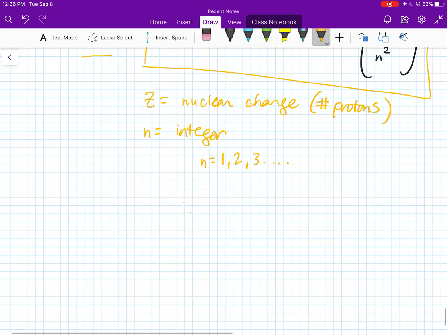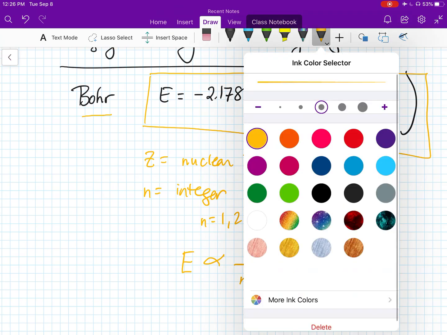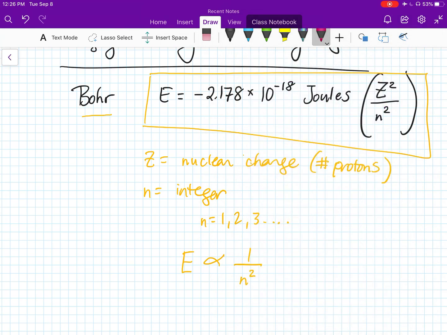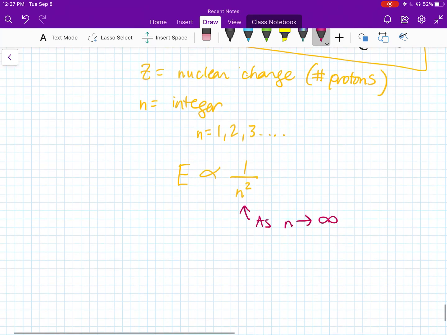So, the energy is inversely proportional to n squared, as this Bohr equation shows, right? If we take out the Z and the constant and everything, we see that energy is inversely proportional to n squared. What that means is that as this denominator approaches infinity, so as n approaches infinity, you get so far away from the nucleus that there's essentially no interaction of electrons with the atom, and the energy is going to approach zero.